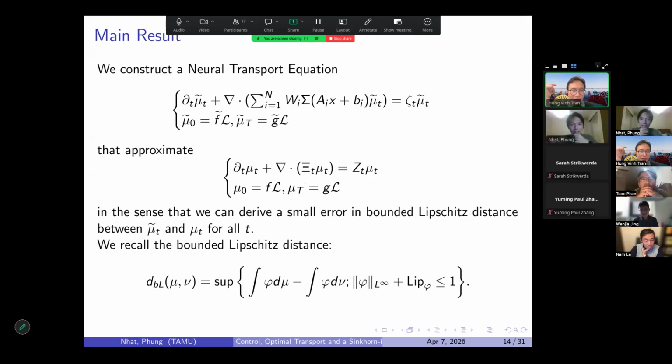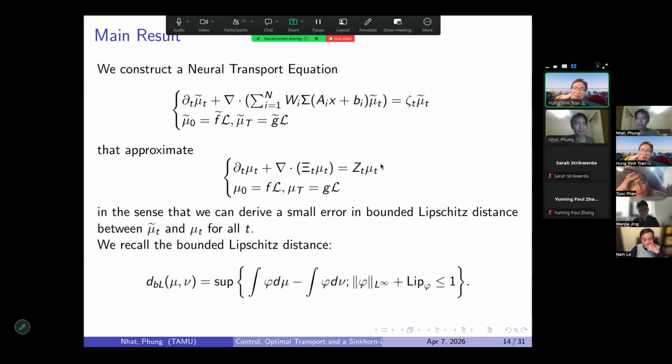Actually, when we construct this, only the form is known, and we have to find W, A, B, and zeta. Only F and G are known, so we actually have to construct a lot. We have to construct both of these two vector fields. We have to construct the approximation here along with all the neural network coefficients with the zeta. So we have to construct a lot of things, and we have to ensure they converge to each other.